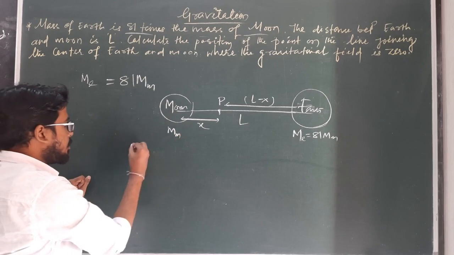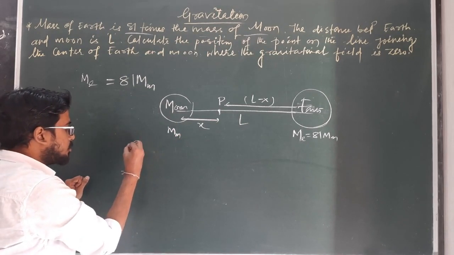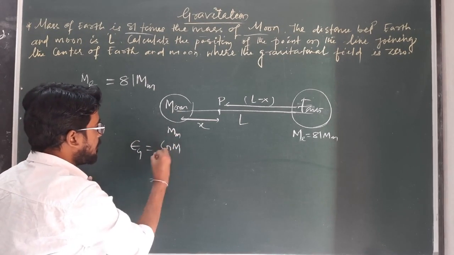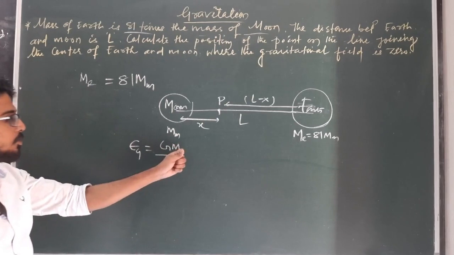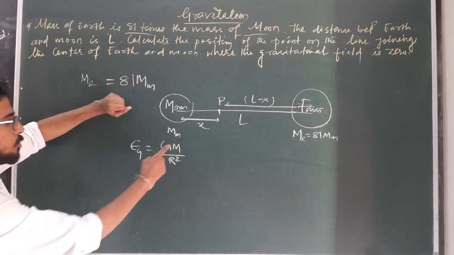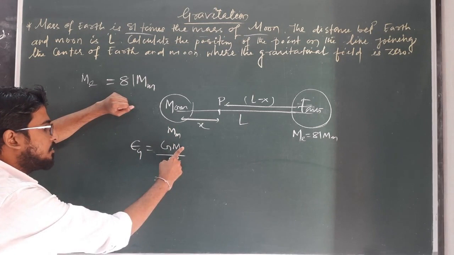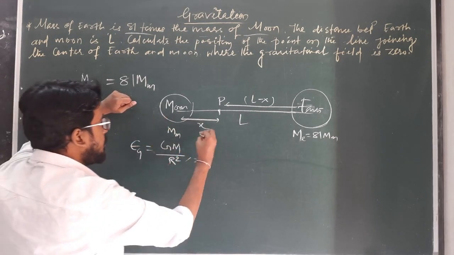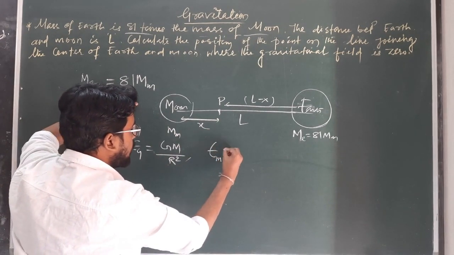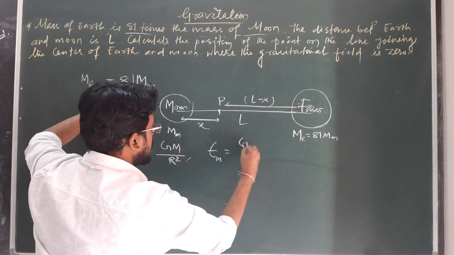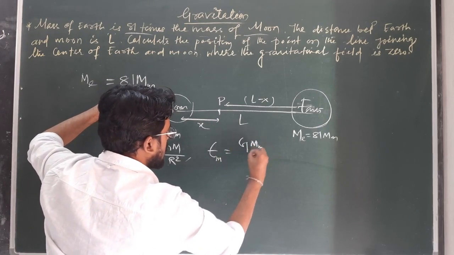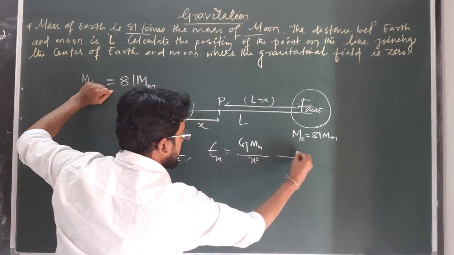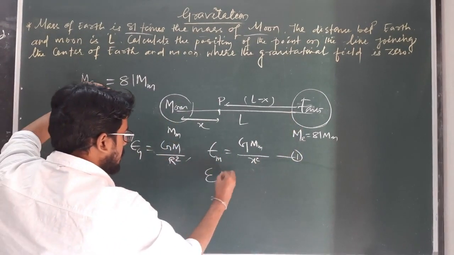So what is the expression for gravitational field? The expression for gravitational field EG can be given as G m by r square, where m is the mass of the substance due to which we have to find the gravitational field intensity at a distance r from its center. So if we are considering the gravitational field for moon, it will be G into mass of moon divided by x square, the distance of the point from the center of moon. Let it be equation 1. Similarly, what is the gravitational field for earth?